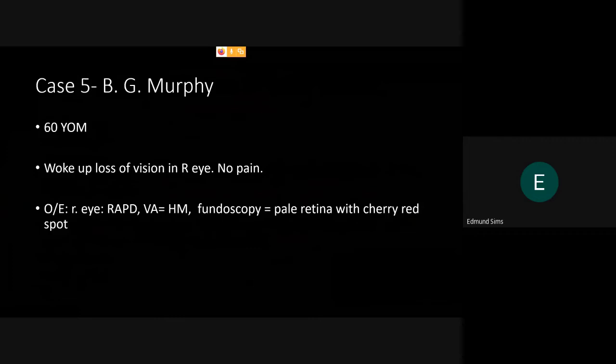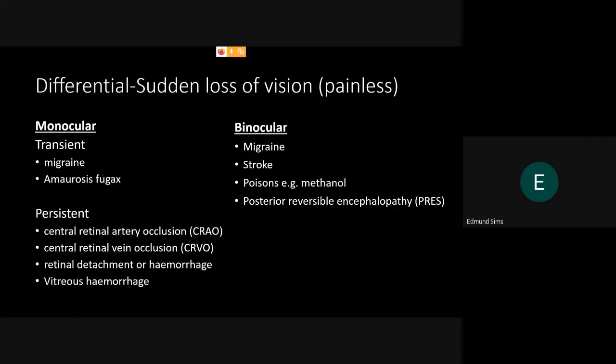Cool. Sarah's put retinal artery occlusion. That is the correct answer. What other differentials could it be? Cool. So we'll go to differential.